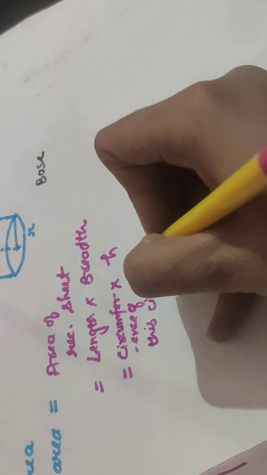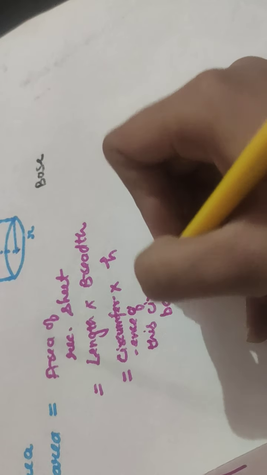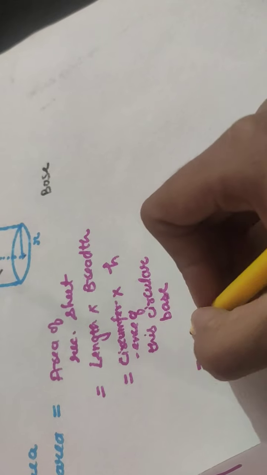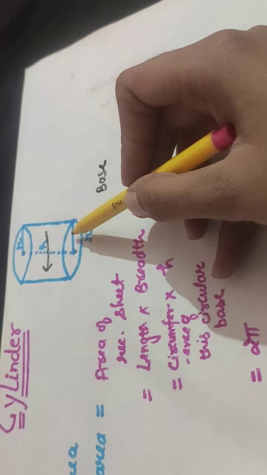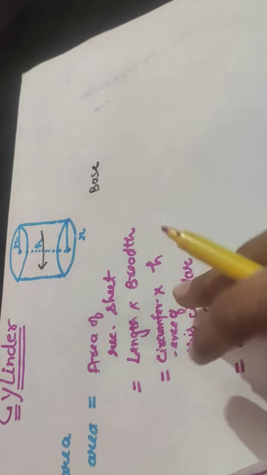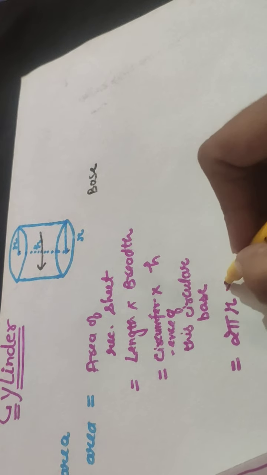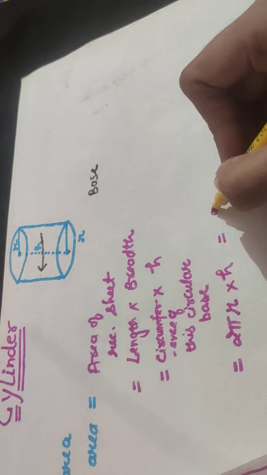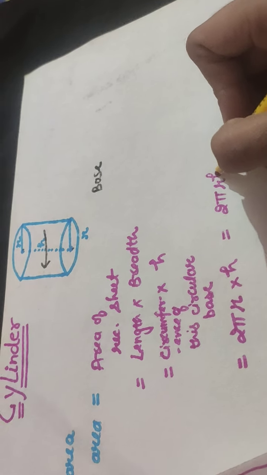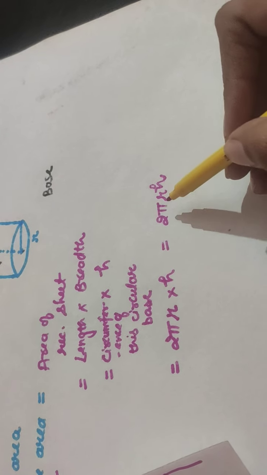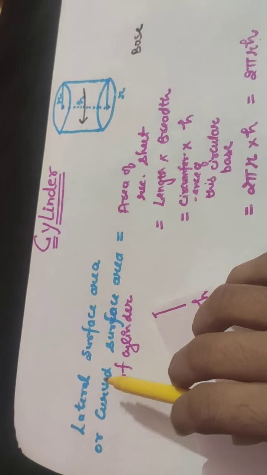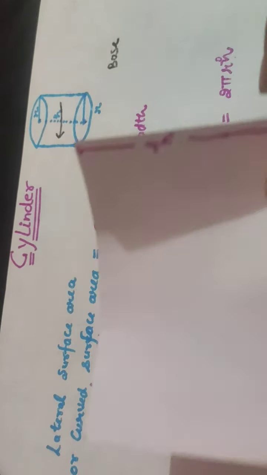And what is the circumference for the circle? Circumference is 2 pi into radius. We have assumed radius r, so 2 pi r. And breadth is h. So that means the lateral surface area of the cylinder is 2 pi r h. If we have r and h, we can compute the lateral surface area of the cylinder.